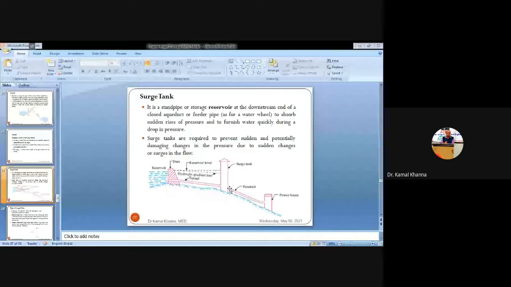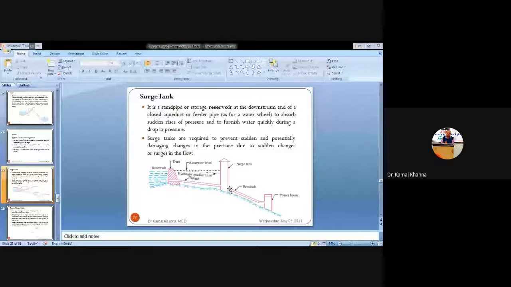Due to the sudden rise in pressure, there will be collision of water particles with each other, and hence they will generate very high pressure energy that will corrode the inner surface of the pipe. That corrosiveness will reduce the life of the penstock as well as the tunnel through which the water is being transported from the reservoir to the penstock.